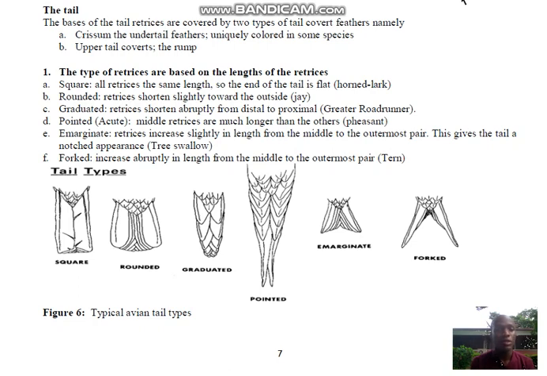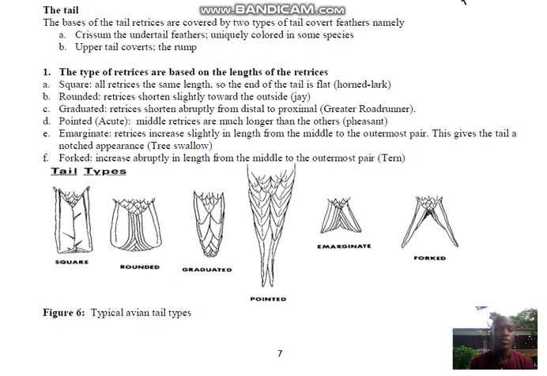And for the forked, the rectrices increase abruptly in length from the middle to the outermost pair. A good example is a tern. From a tern, you could observe this type of tail rectrices.